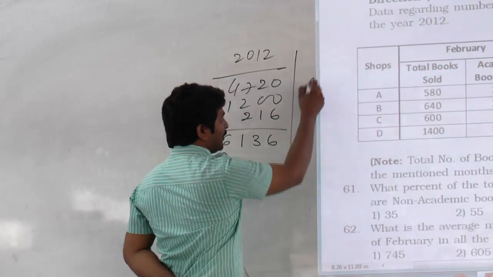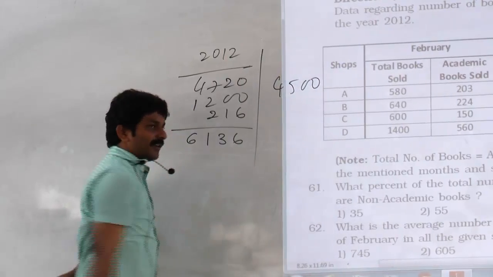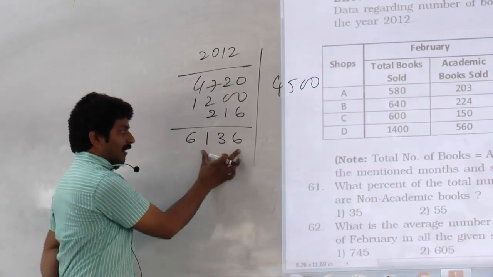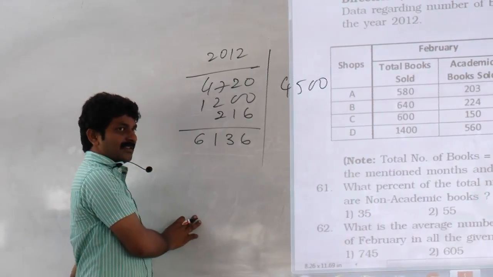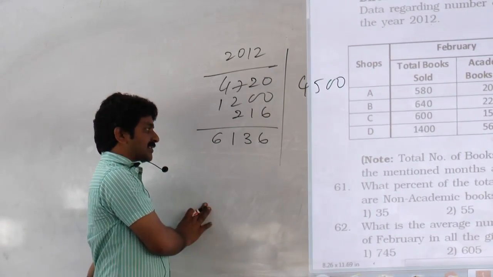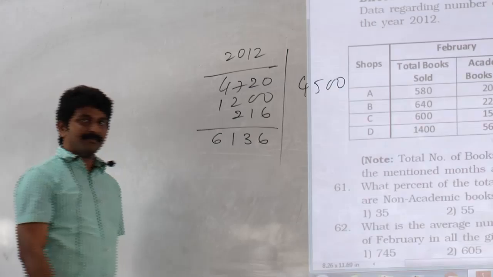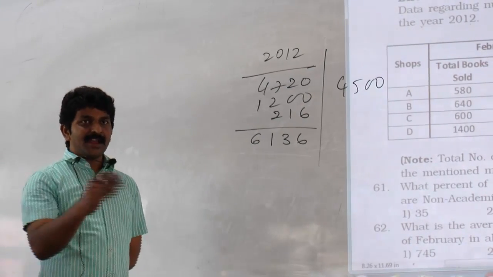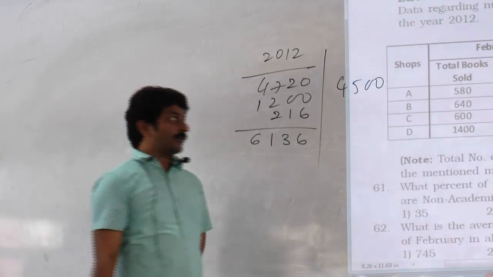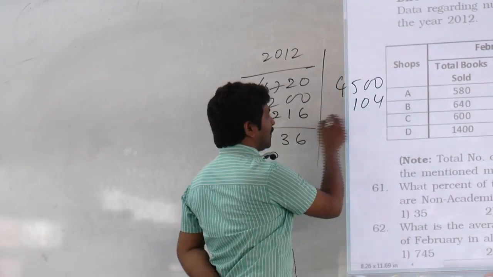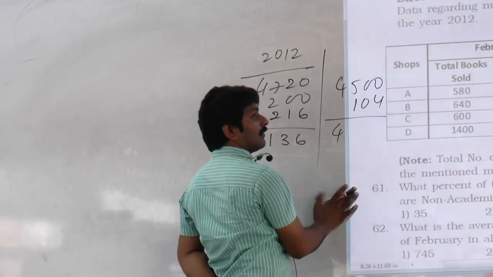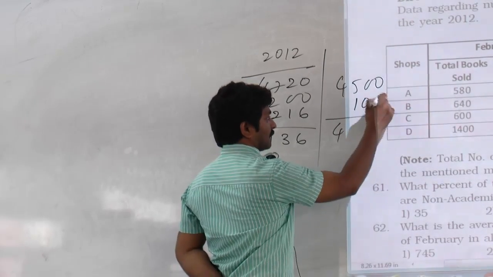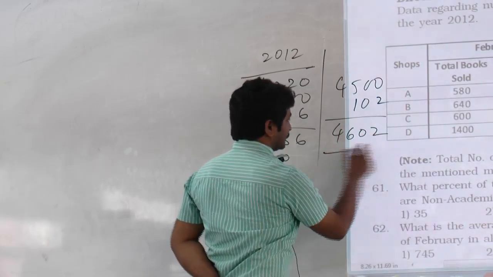4,500. So I am writing your answer here. 4,500. Out of 6,000, 75% is over. Now we have 136. 136 half, 68. Again half, 34. 104. Add 104 here. 4602.